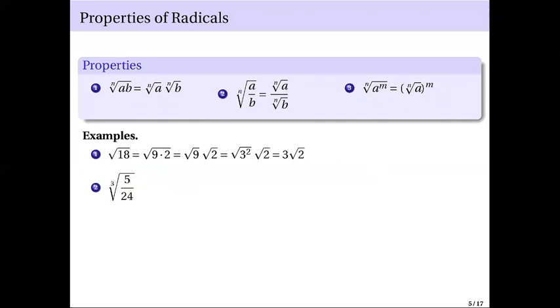Next, you have cube root of 5 over 24. So cube root of 5 over 24. 5, it's just 5 times 1. 1 times 5. It's a prime number. On the other hand, 24, you can write it in several ways. You can write it as 2 times 12. You can also write it as 3 times 8. Or you can write it as 4 times 6.